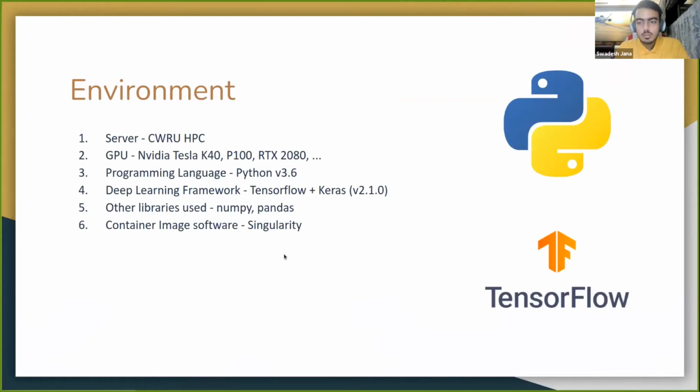And since this was a coding project, it is very relevant to speak about the environment. I got access to the Case Western HPC cluster, and I was provided with GPUs, Tesla K40s, P100s, and RTX 2080, and similar kinds of GPUs. I worked in Python version 3.6, and I utilized TensorFlow and Keras. TensorFlow is version 2.1, and Keras is inbuilt inside TensorFlow after version 2. I also use NumPy and Pandas libraries for working with arrays and CSV files. I'll be speaking about that in the further slides.